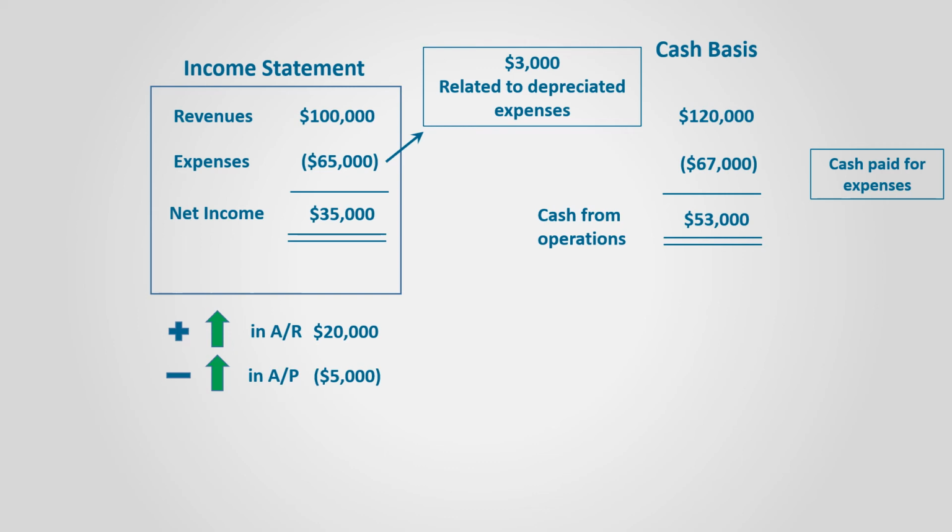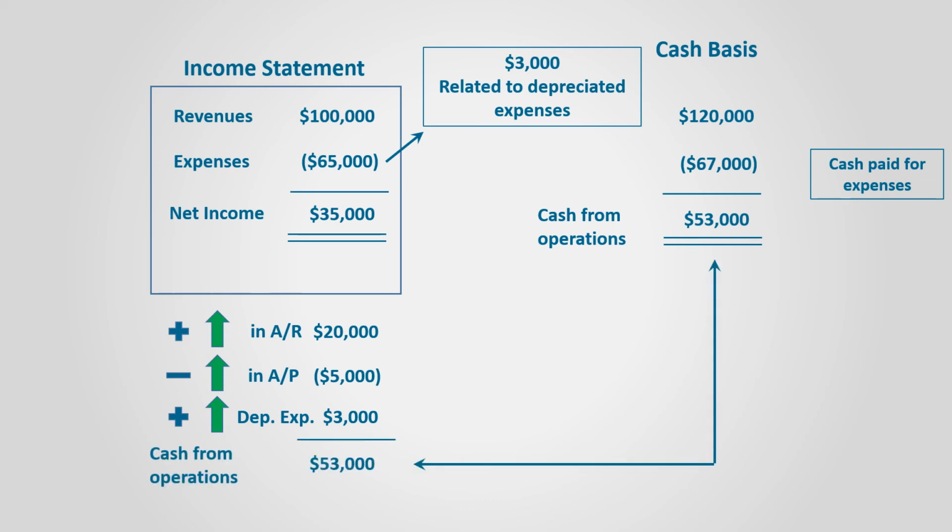To adjust the net income, we need to add the depreciation expense back as it was deducted when we calculated net income, which is based on accrual basis, without any actual cash payment. So $3,000 are added back to get net cash flows from operations of $53,000, which matches with the cash balance as per the company's records.